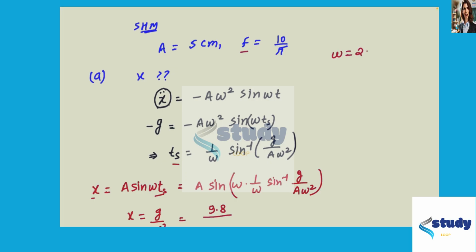So omega is equal to 2 pi f. So 2 pi multiplied by the frequency, which is 10 by pi, gives us 20 radian per second. It is the angular frequency, so radian per second will be there. So 20, and this whole square. From here x is nearly equal to 0.02545 meter. So this becomes the answer for part A.